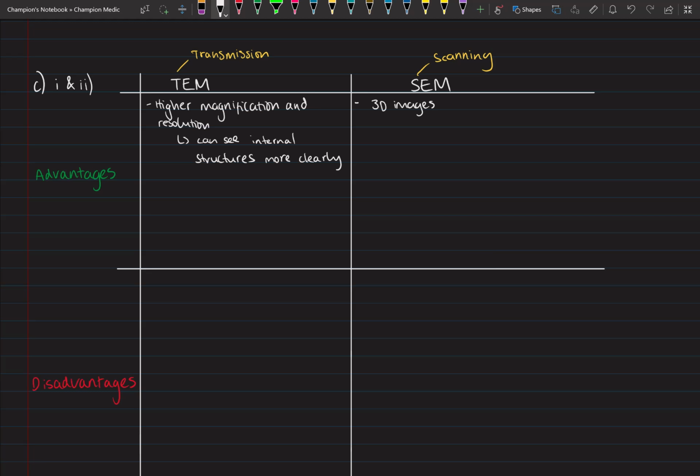Right, so do you want to go through other advantages and disadvantages of the microscopes? So the limitations for each one of them, the disadvantages. For both of them, the sample must be dead because they have to be placed in a vacuum. So if you get a long 6 marker, you want to go through some of these points.